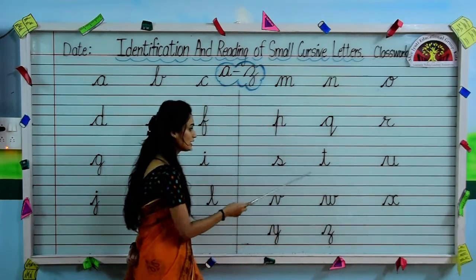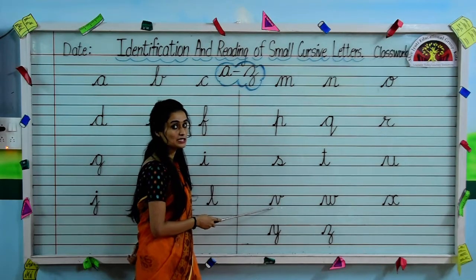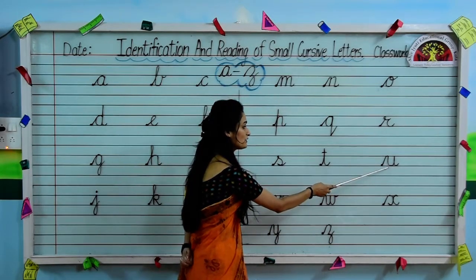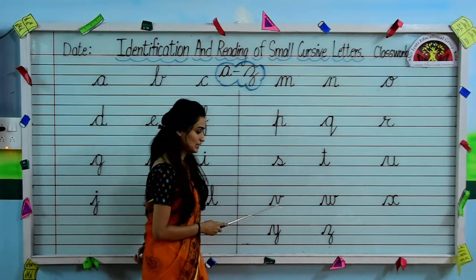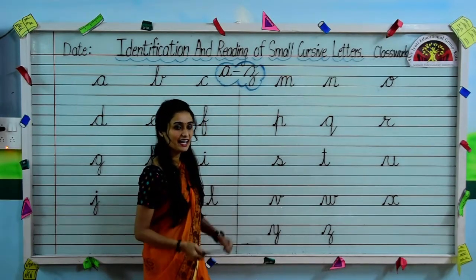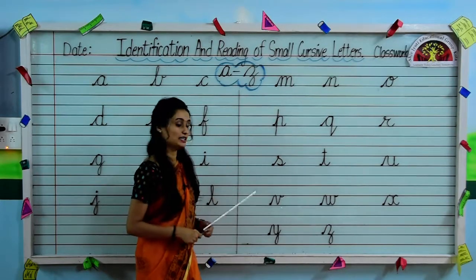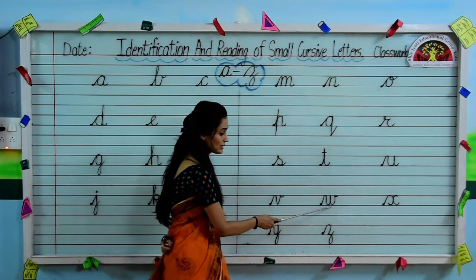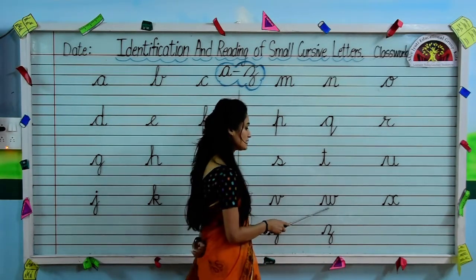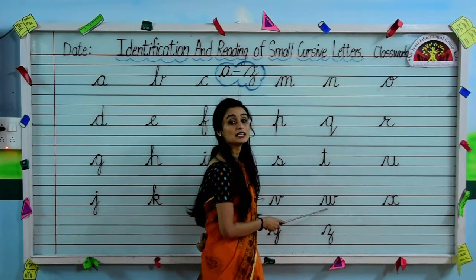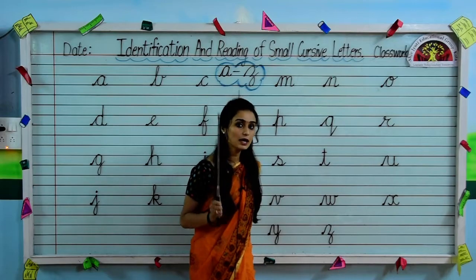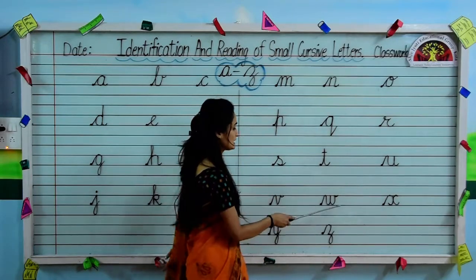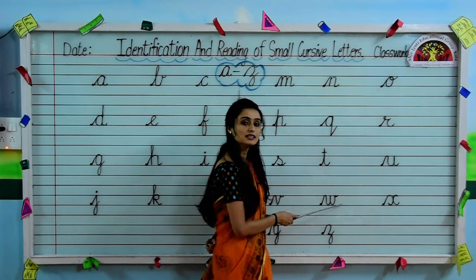Very nice kids. Now come on the next line and tell me fast which is this letter kids? This is V. What comes after U? After U the next letter is V. V for van. This is also written between the second and the third line. Now identify this letter kids. Which is this letter? This is W. Small cursive letter W. W for watch. This is also written between the second and the third line.